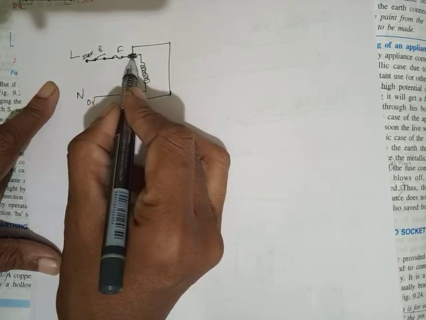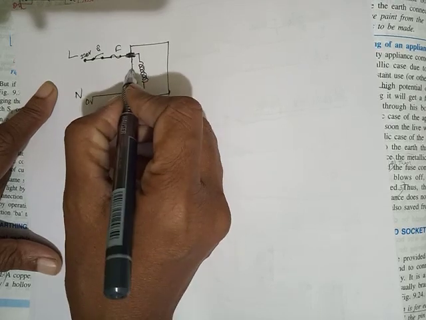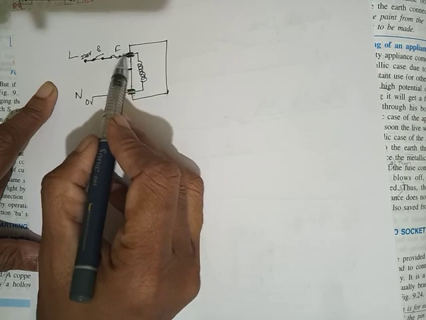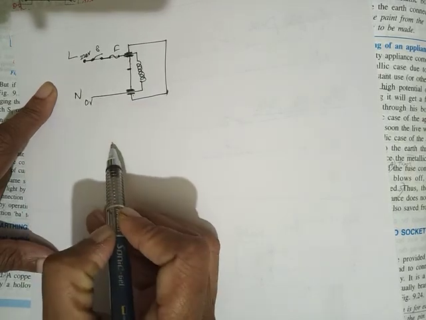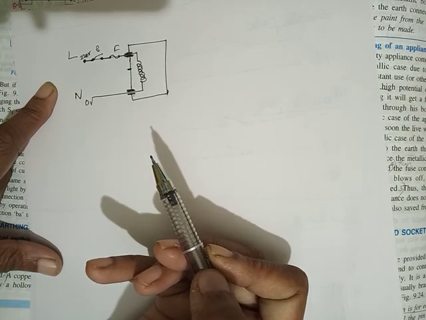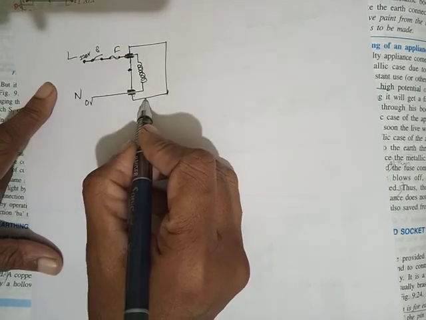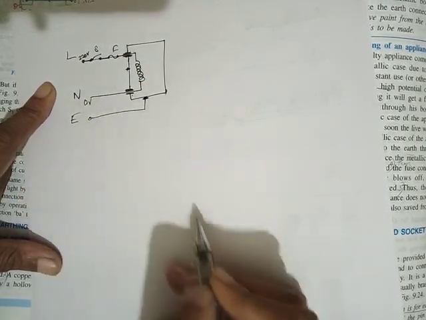This high current will flow through my body. Suppose this is the door part and I'm touching it. This high current from here will come like this and flow through my body, and then I'll get an electrical shock. So to prevent this, the body of the appliance is connected to the earth wire.